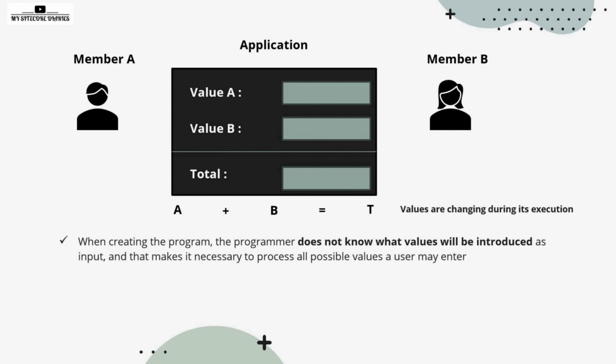So when creating the program, the programmer does not know what values will be introduced as input, and that makes it necessary to process all possible values a user may enter. So when you're writing a program like A plus B, the programmer doesn't know what value will be there for A or what value will be there for B.